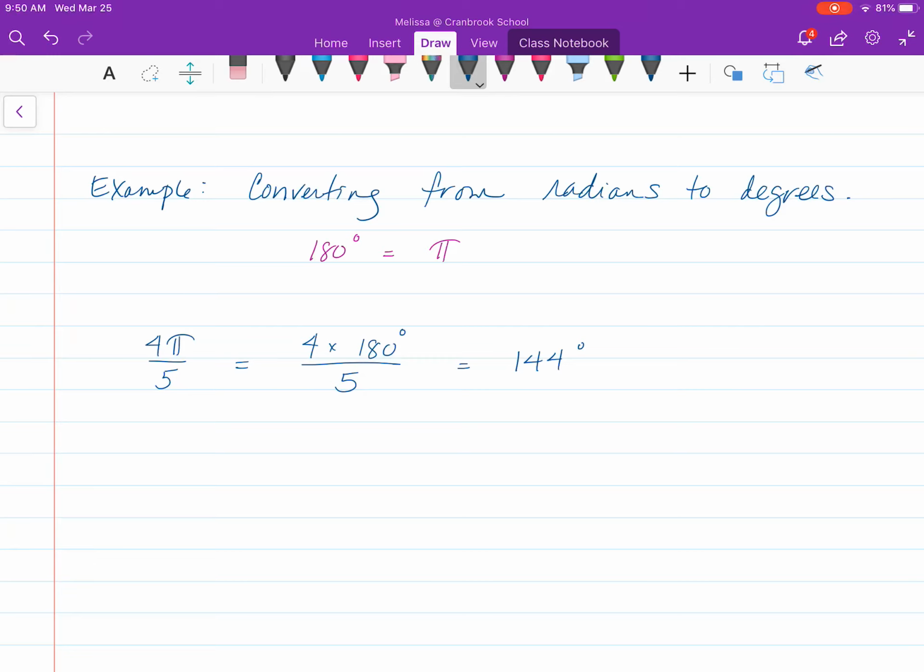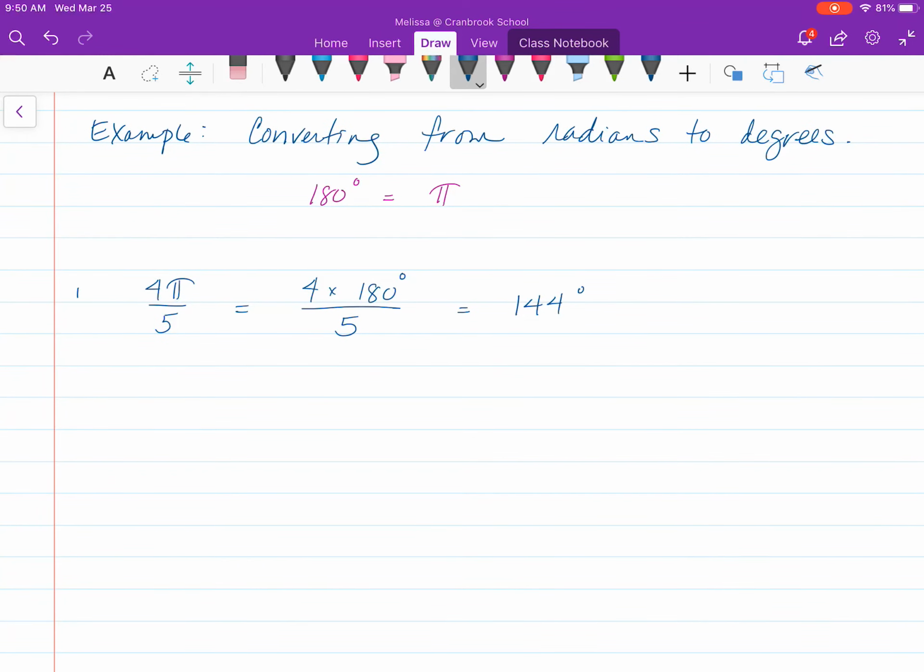But the challenge with this is that it only works when pi is actually in the original expression, where you can literally just substitute in. So that's one example, but it's limited. So another example is, let's say I have 2.375 radians, and I want to convert that to degrees.